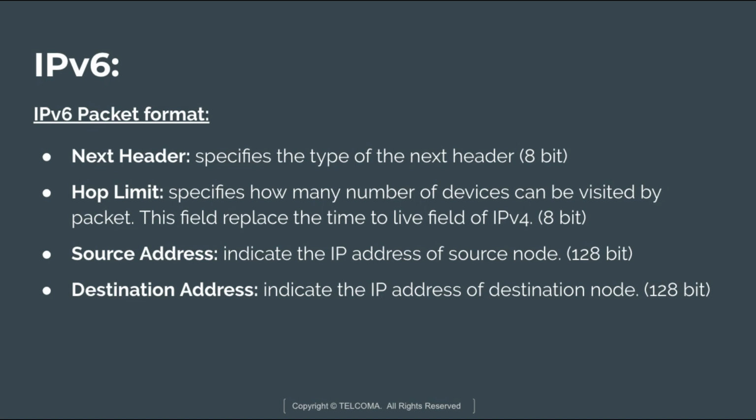Next is source address and the destination address field. Source address contains the IP address of the source node, that is the originator of the packet, and it is 128-bit long. And destination address indicates the IP address of the node where we want to send our IPv6 packet. So this is 128-bit long. So this is all about the IPv6 structure part.